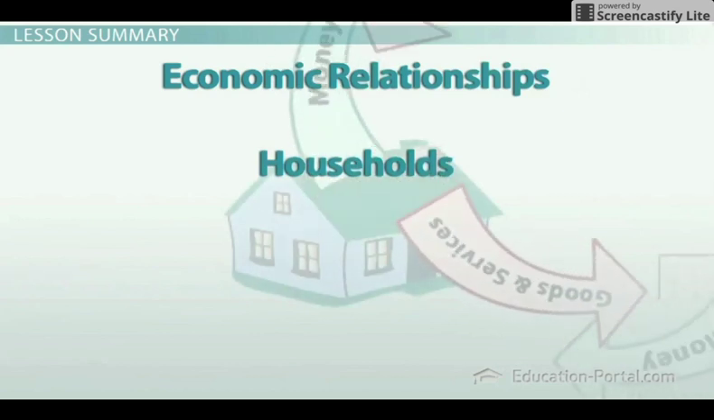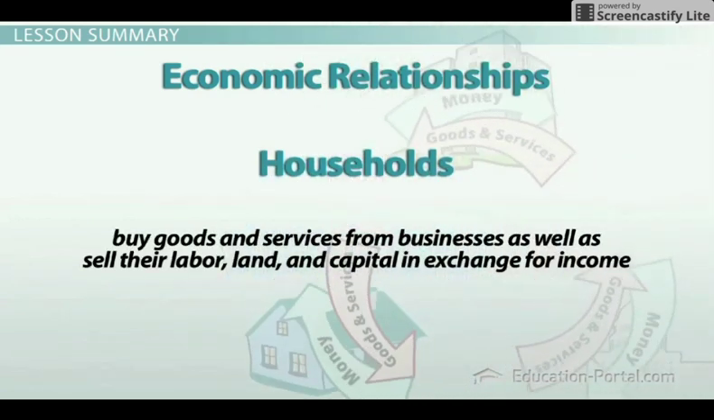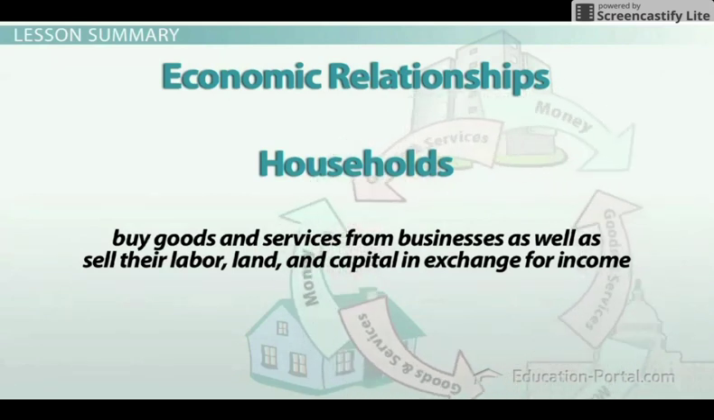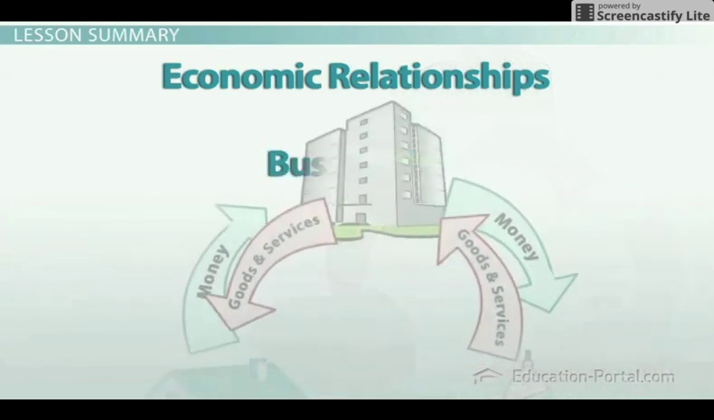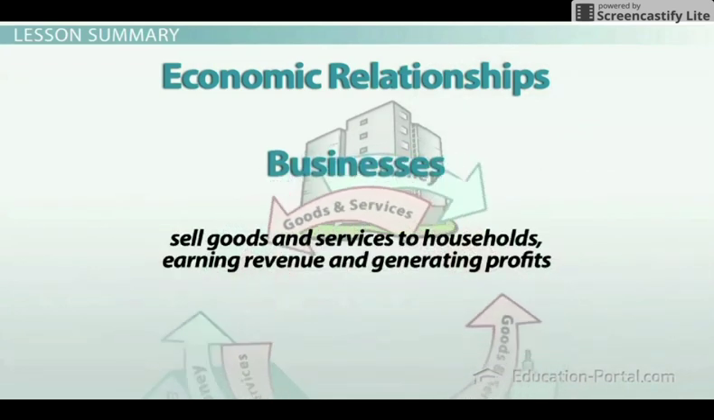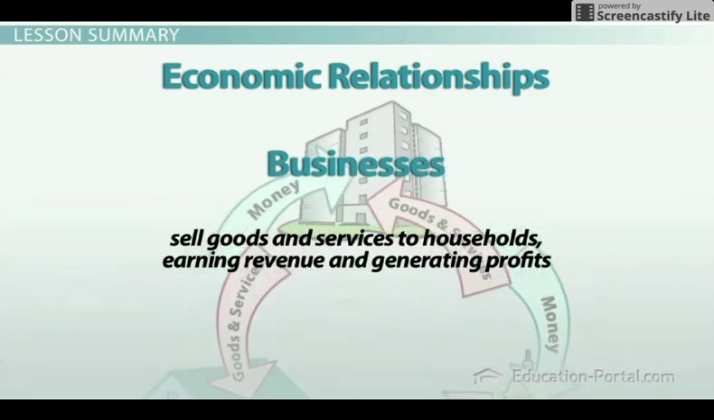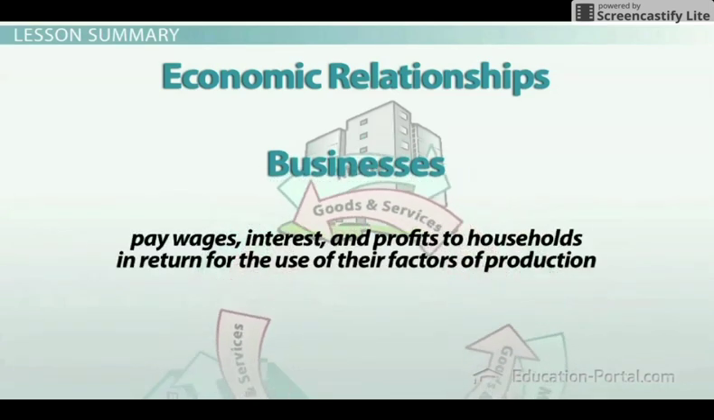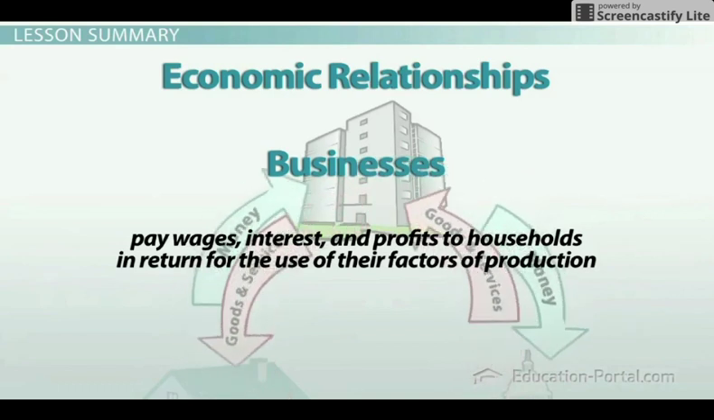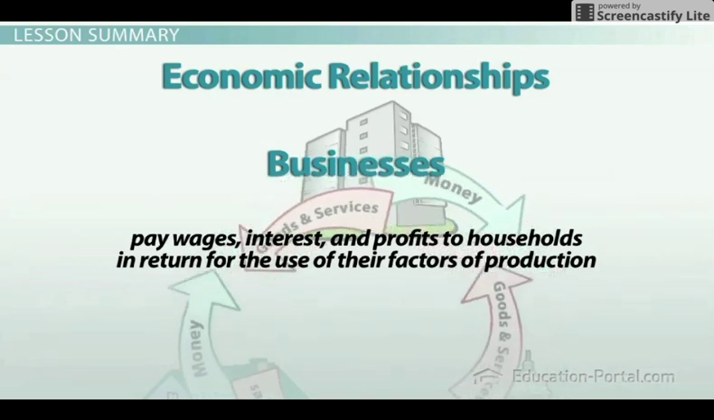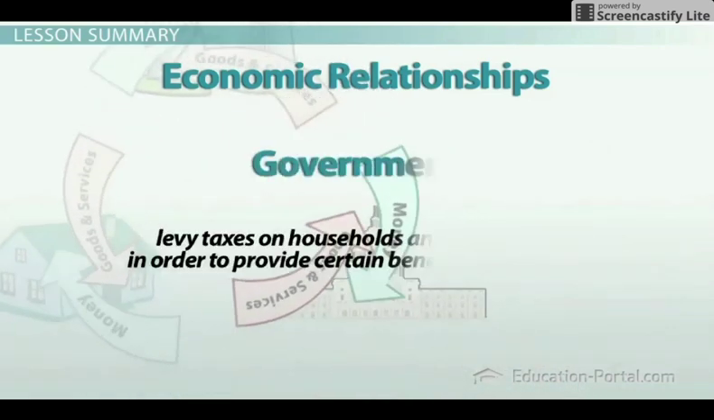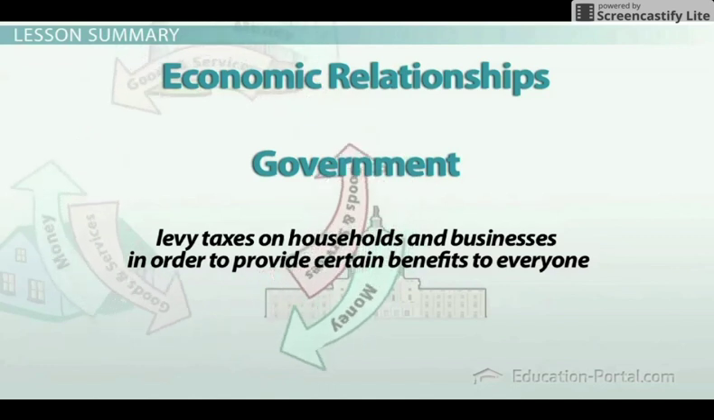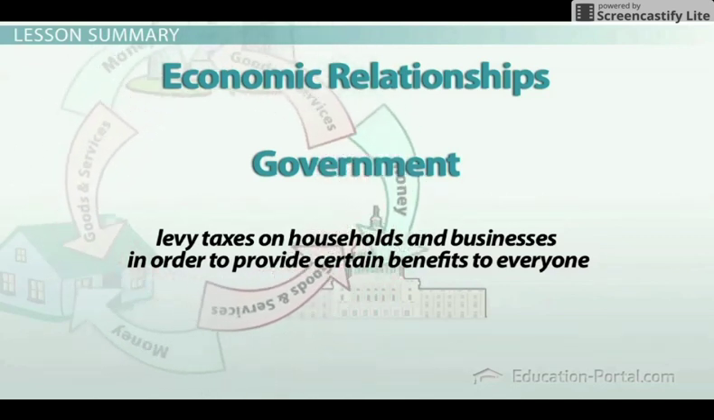People in households buy goods and services from businesses, as well as sell their labor, land, and capital in exchange for income. Businesses, on the other hand, sell goods and services to households, earning revenue and generating profits. They also pay wages, interest, and profits to households in return for the use of their factors of production. Governments levy taxes on households and businesses in order to provide certain benefits to everyone.